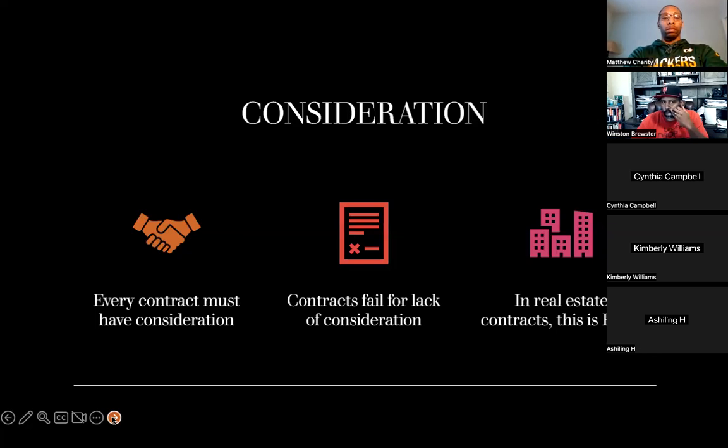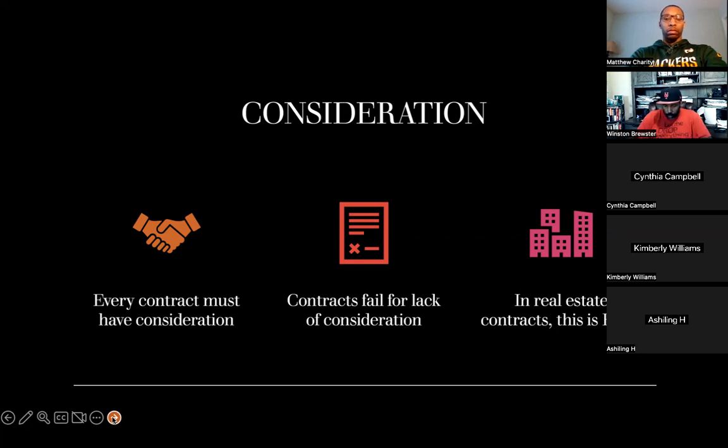Okay, consideration is another term. Every contract must have consideration. This is not unique to real estate. If I contract to sell Karen a motorcycle, then there has to be consideration. There's some monetary exchange normally. If a contract does not have consideration, that is not valid.